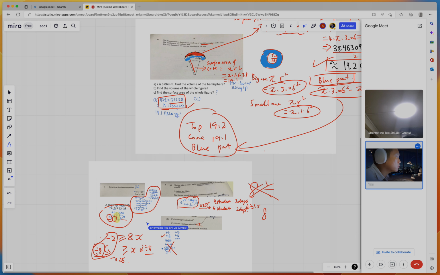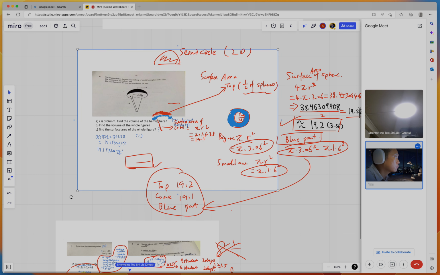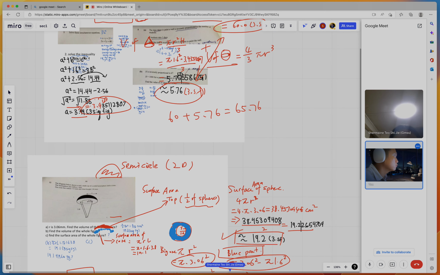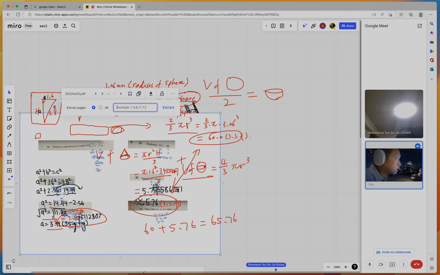I probably need to give you more info. Actually, you don't need more info, but maybe it's not for your level, so you need more info. Never mind. Next question. Okay, let's go to page 3, which I will extract out.